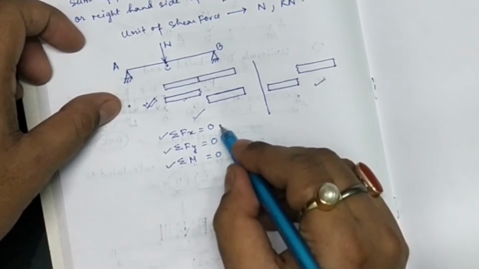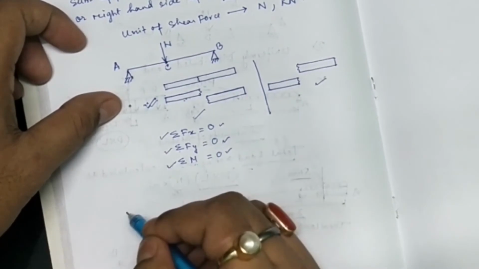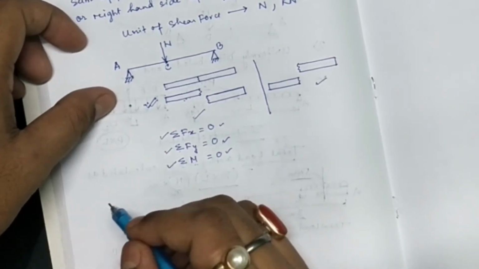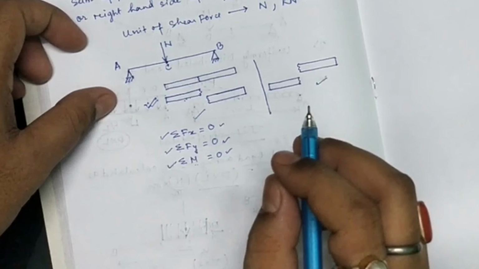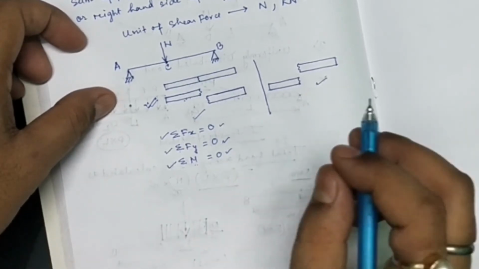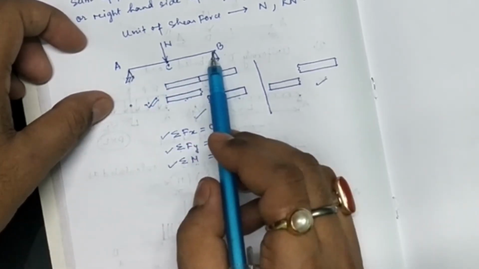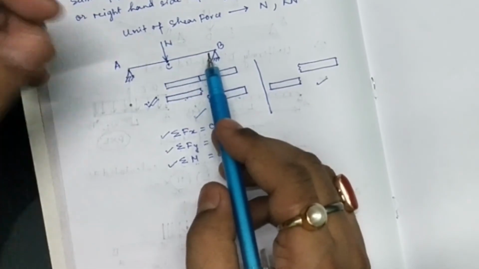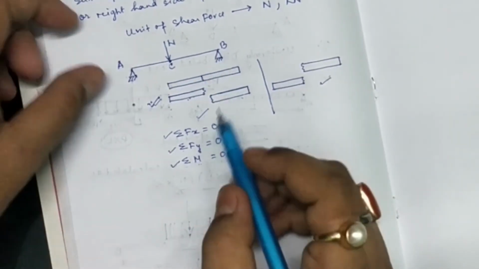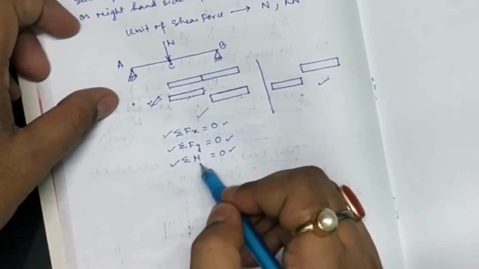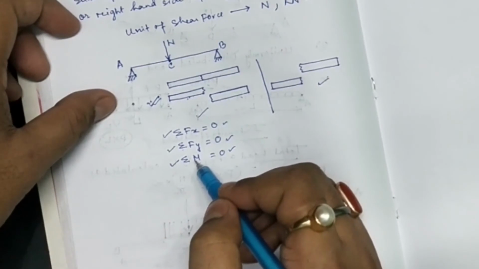Now if a body is in equilibrium, then summation of Fx, summation of Fy, and summation of M value will be equal to 0 for every condition. Obviously, if the body is in equilibrium, or preferably static equilibrium condition. So in case of a beam, the beam is always in static equilibrium, so summation of Fx, summation of Fy, and summation of M will always be equal to 0.